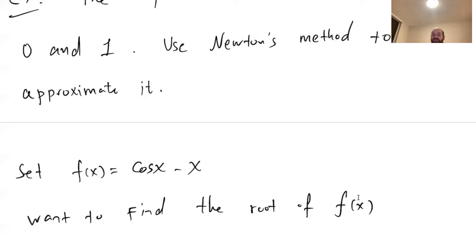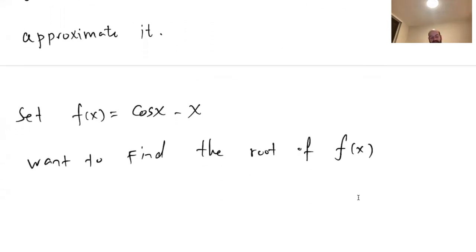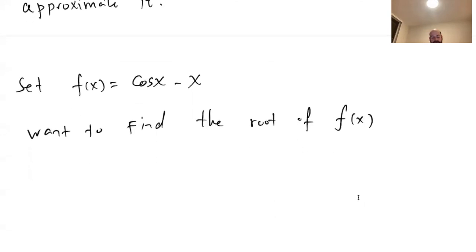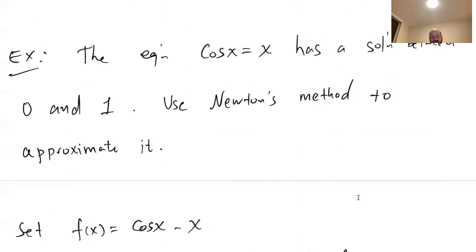And by the way, here everything is in radians. So when I say f of 0 and f of 1, if you want to find cos 1, cos 1 means cos 1 radian. If you want to use a calculator, use radian mode. So we want to find the root of f of x. It says that the root is between 0 and 1.